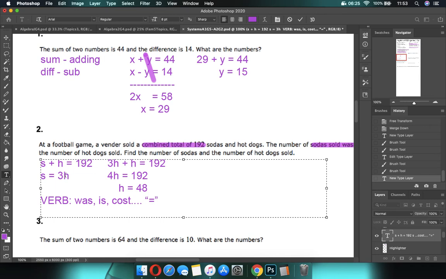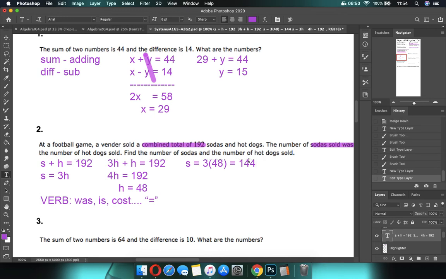Then we take it and we plug back in. It does not matter between the two which one I choose. Let's try S equals 3 times, what number did we just come up with? 48. So 3 times 48, that's 120, 140, 144. And let's double check. Does 48 plus 144 get us 192? 180, 192. Yep, 192. So it checks out in both situations.